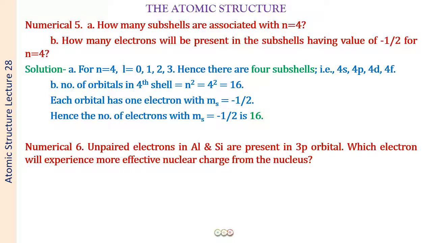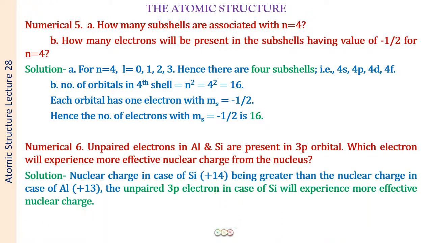Now the next question says that the unpaired electrons in aluminium and silicon are present in the 3p orbitals. Which electron will experience more effective nuclear charge from the nucleus, one in aluminium or one in silicon? Well, to understand the effective nuclear charge, what do we have to see? We have to see how many electrons there are in the inner shells which are repelling the outer electrons, right? And then we have to see the total nuclear charge that is in the nucleus.